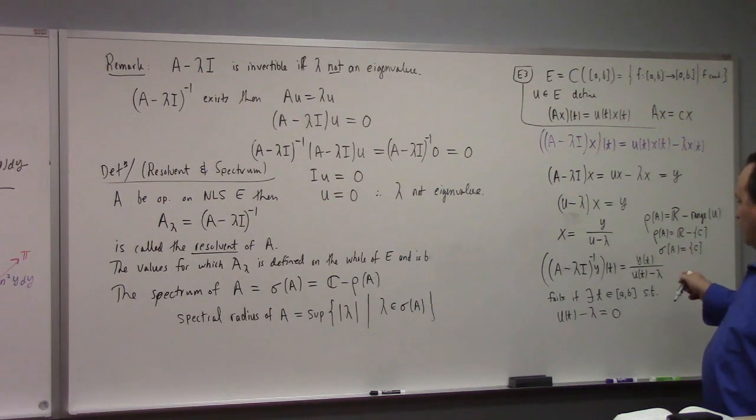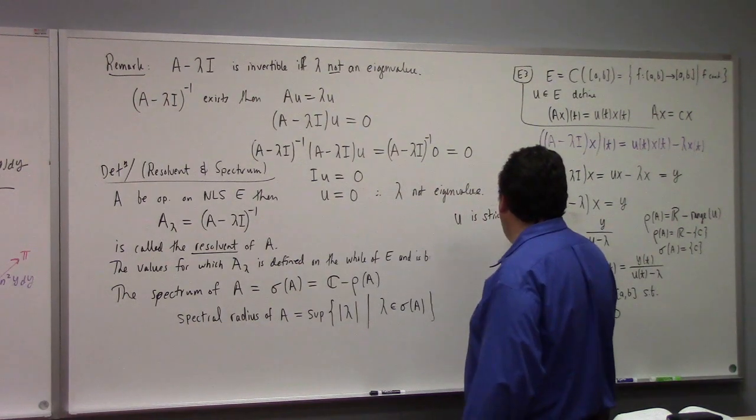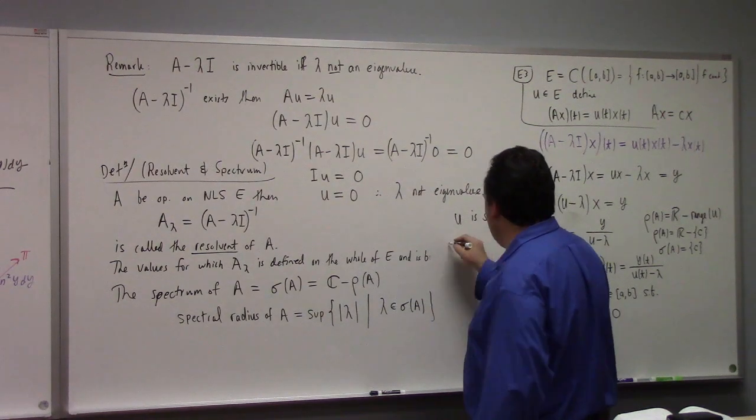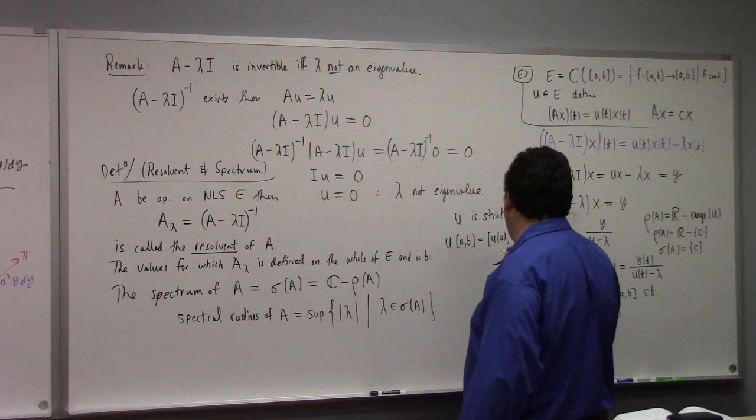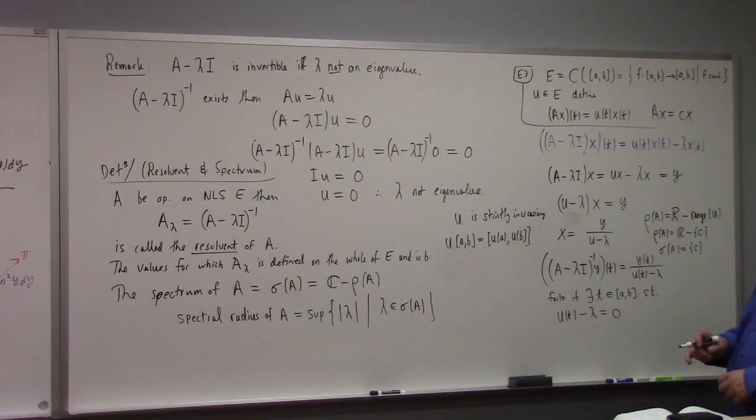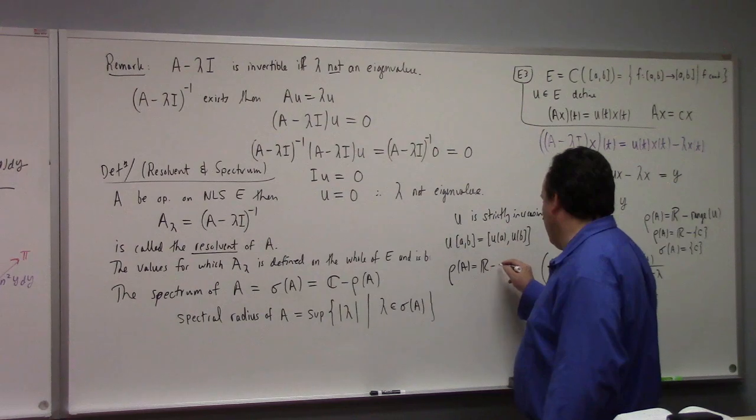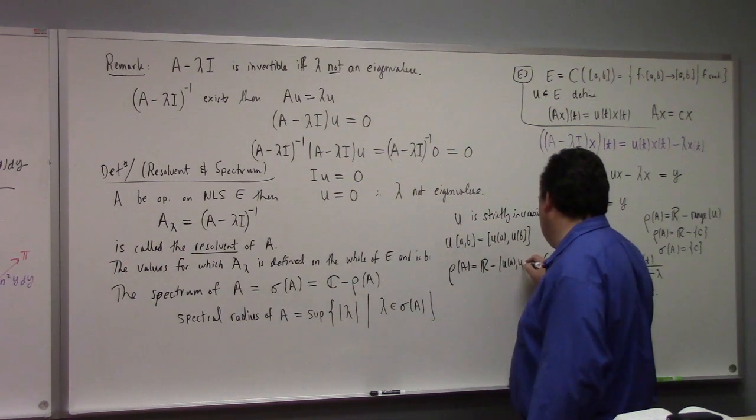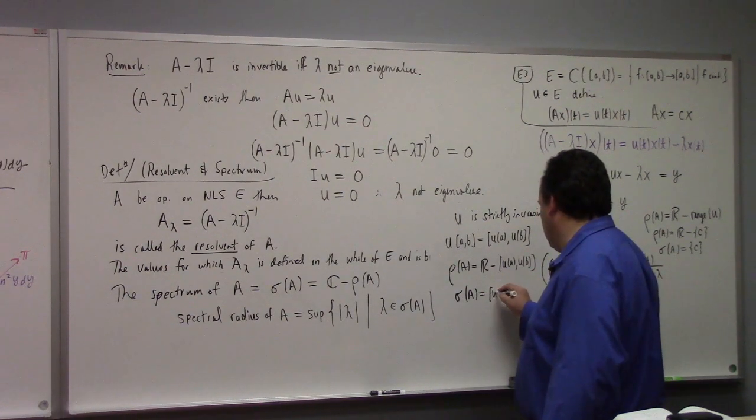If U is strictly increasing, right? Then that means that U of AB is equal to U of A, U of B. I mean, that's the range, and so rho of A in this context is R minus that image, the range of U, right?